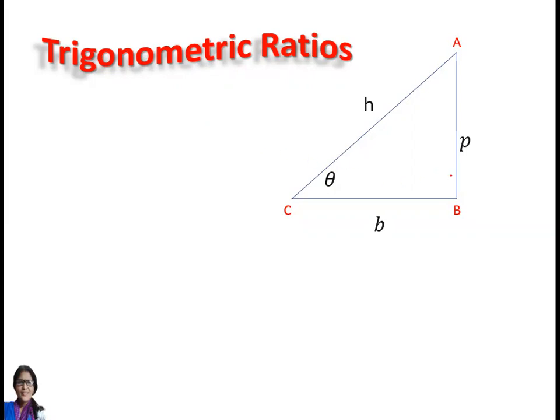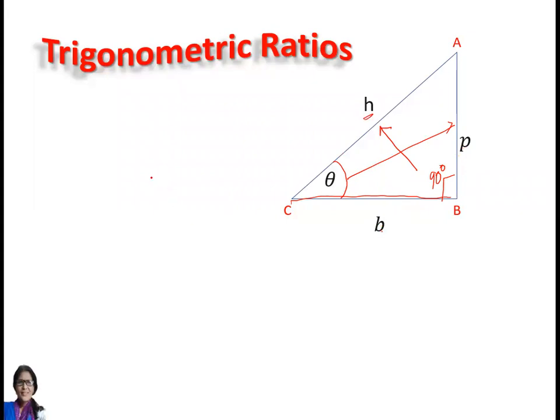So here ABC is a right triangle and this angle is 90 degrees. Opposite of 90 degrees we call the hypotenuse. So AC is the hypotenuse here. If angle C is denoted by theta, theta is a Greek letter, it represents your angle. Opposite of theta is your perpendicular and adjacent to theta is called your base. So perpendicular we denote P, base or adjacent we denote B, and hypotenuse we always denote H.